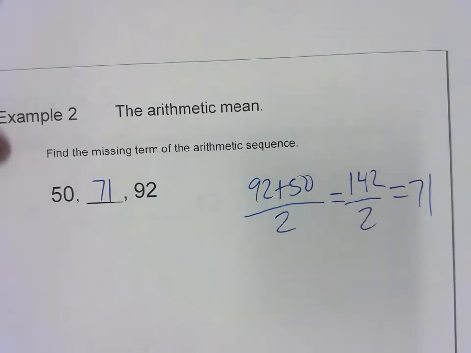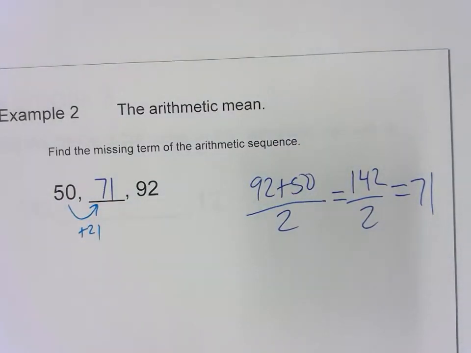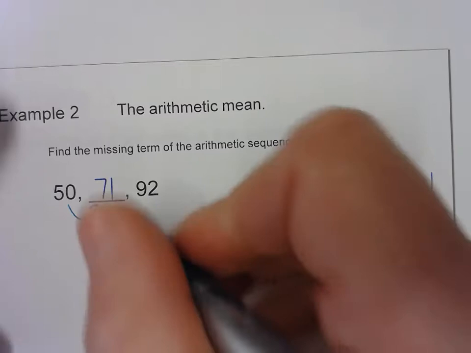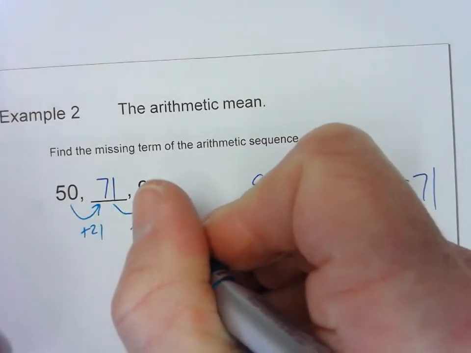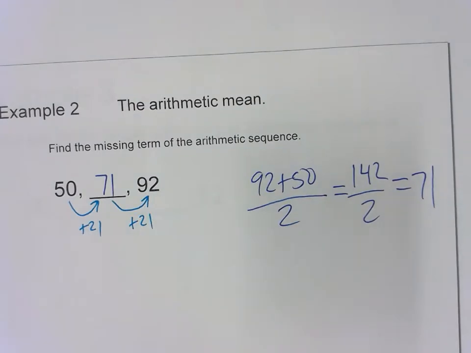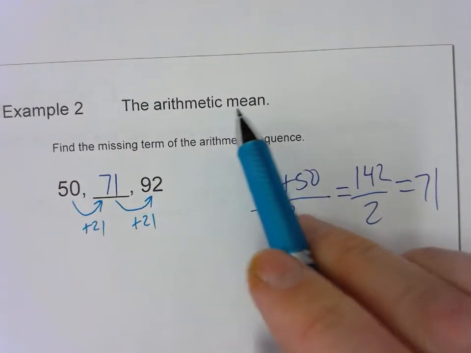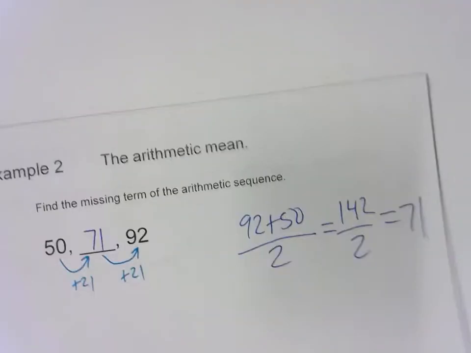Now, does that make sense? Well, it should make sense because I'm going up by 21. Then if I go up by 21 again, then I get to 92. So I'm going up by 21, up by 21. So how did I figure this out? Well, I just did the average. So a mean means average. So it's the arithmetic mean.